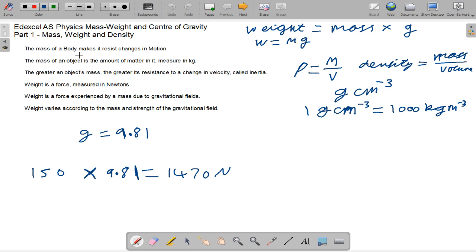Hello and welcome to my tutorial on mass, weight and the centre of gravity. So we're going to talk about mass, weight and density first.